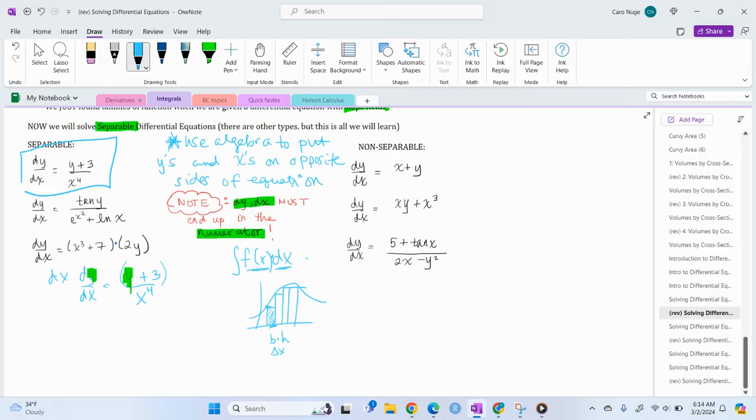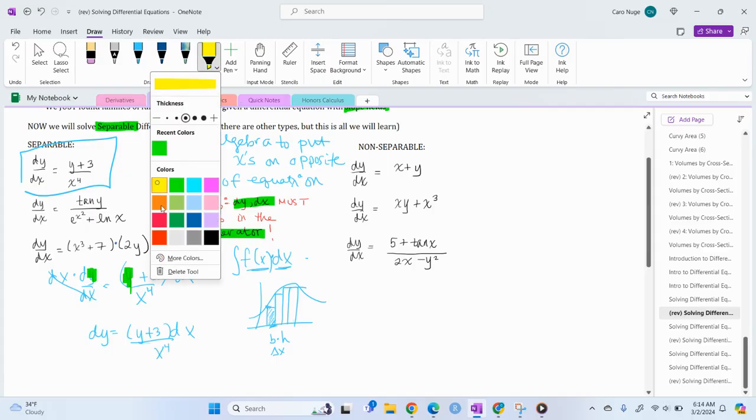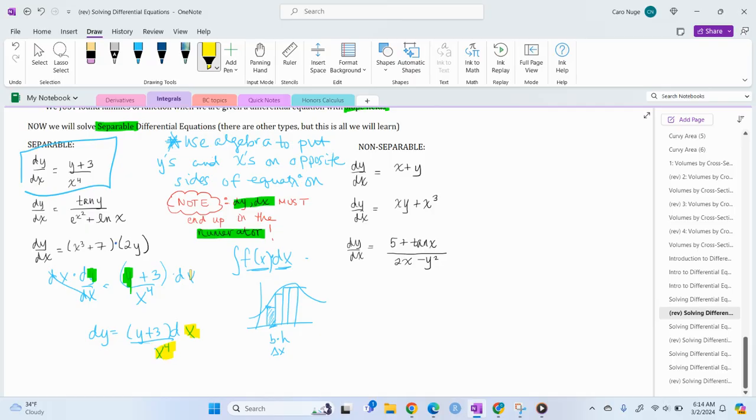Let's start by moving dx to the other side by multiplying each side by it. So then you have dy equals (y plus 3) dx over x to the fourth. So my x's are together on the right-hand side, and typically people are going to keep the x's on the right, and they're going to put the y's on the left. So if you're going to move y, the plus 3 has to go with it.